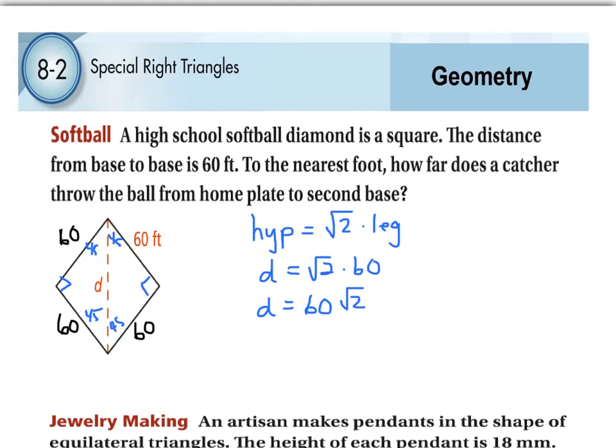Now, the one thing that's different about this one is the directions. It says to the nearest foot, how far does a catcher throw the ball from home to second base? Well, if you type 60 times the square root of 2 in your calculator, you would get 84.853, and so on. If I want to round that to the nearest foot, it's approximately 85 feet. I would have to round that up because this 8 is bigger than 5. So it's about 85 feet from home plate to second base. Again, the key is to notice that the sides are the same, so it is a 45, 45, 90 triangle.